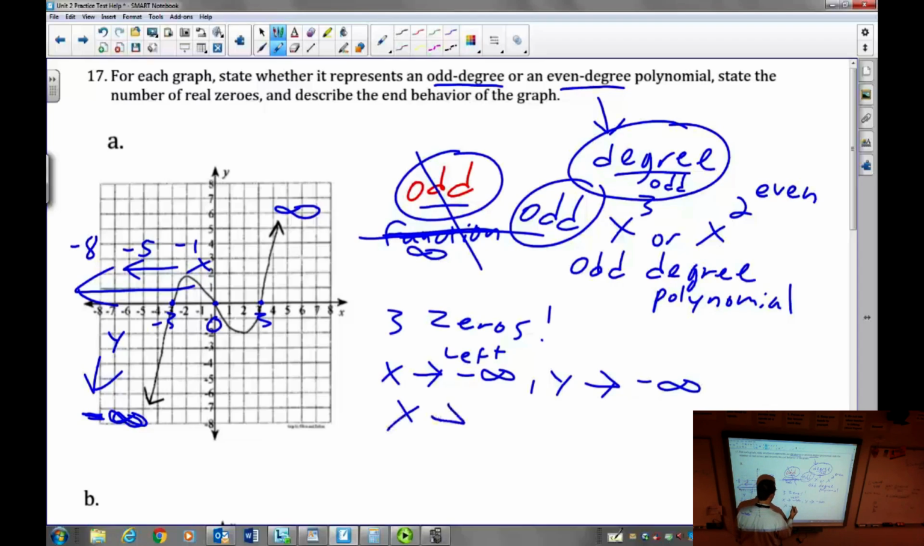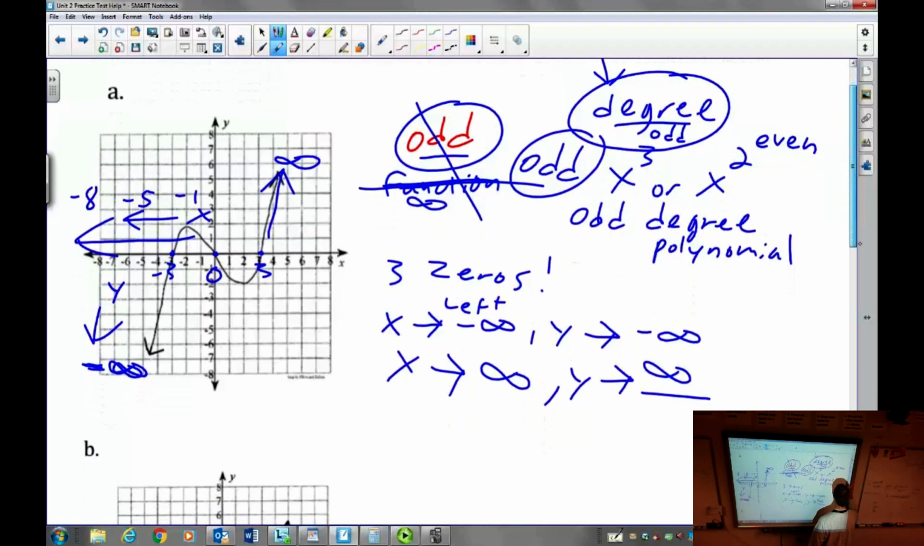As x goes to the right, you're not done yet for end behavior. You've got to put all this down. As x goes to the right, what does y do? So then y goes to +infinity, upwards. Cool. So there's your answer for number 17.